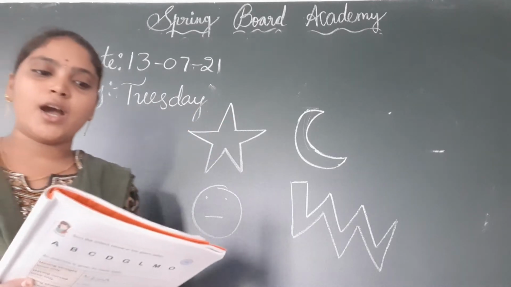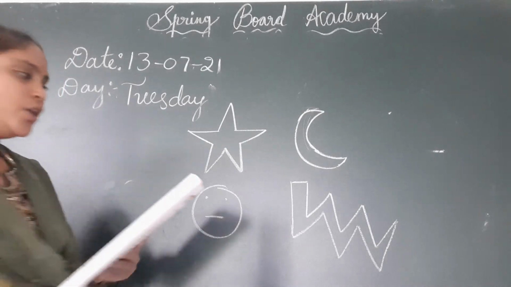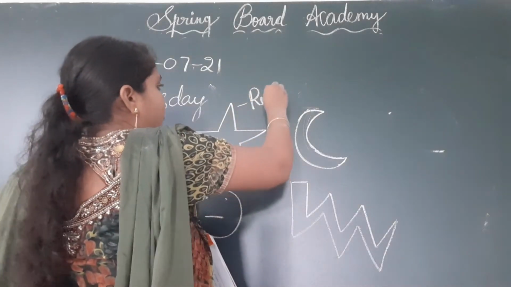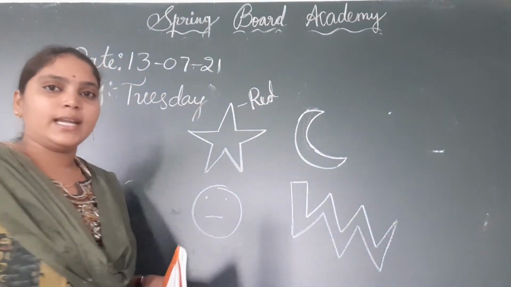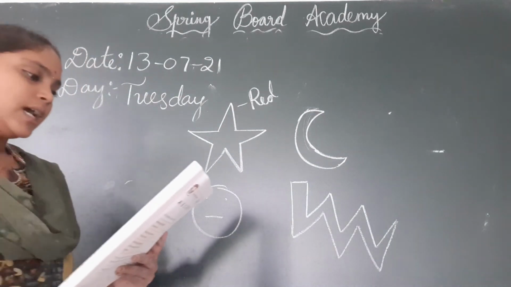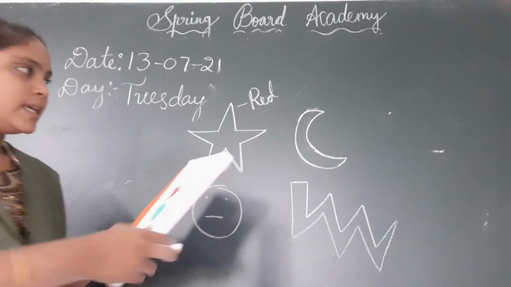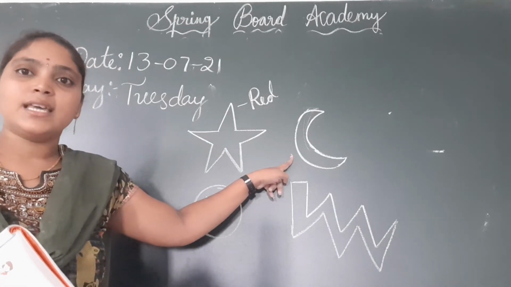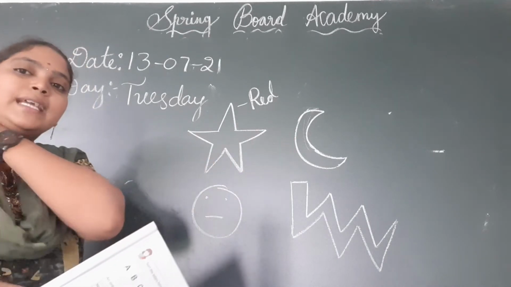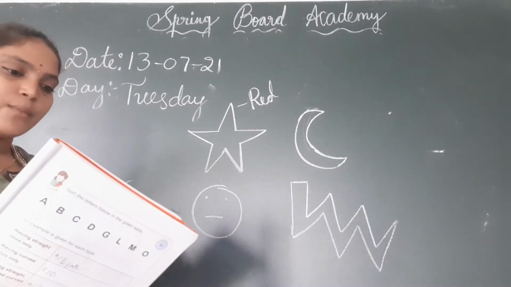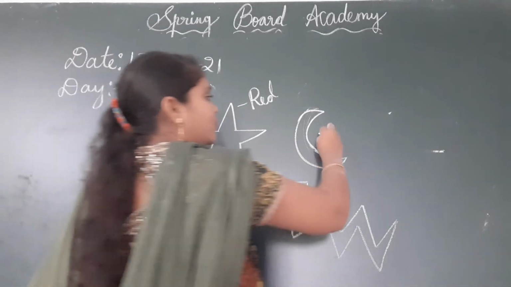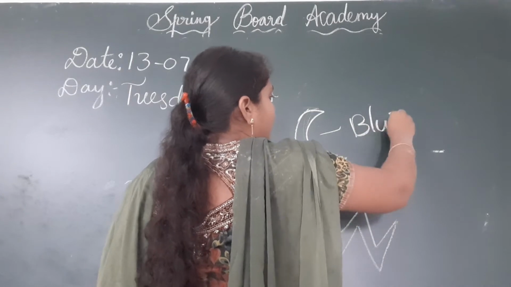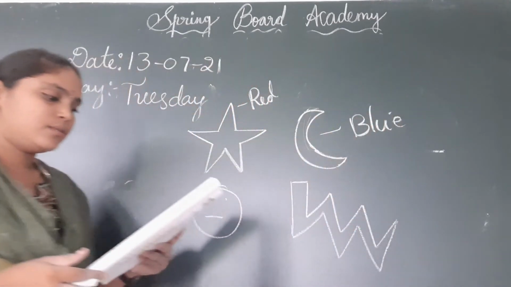If the shape is formed by only straight lines, you have to use red color. Okay, for this you have to use red color to color this star. Next, the second one, moon. Is it formed by straight lines or curved lines? Yes, children, this is formed by curved lines. If it is formed by curved lines, you have to use blue color. Use blue color to color this moon.